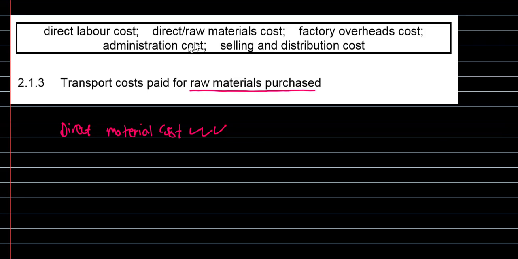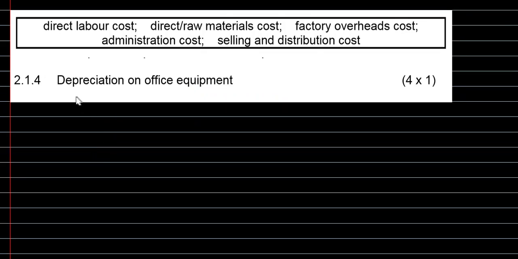So this is the answer for this one. Transport costs paid for raw materials. So these are raw materials from the supplier to our production, to our plant. So we have paid for that raw material to be in our plant. Let's go to another one.